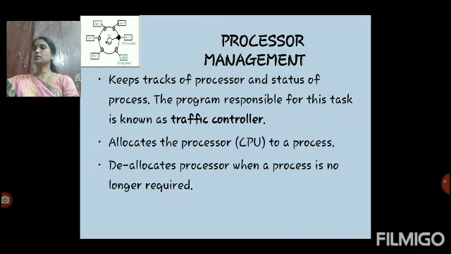The next one is processor management. The program which is responsible for keeping track of the processors is known as the traffic controller. By the use of the traffic controller, the OS performs this processor management, right? It allocates the processor, which is the CPU, to the process which is requesting, and it also deallocates the processor when it is no longer required. So this is called processor management.